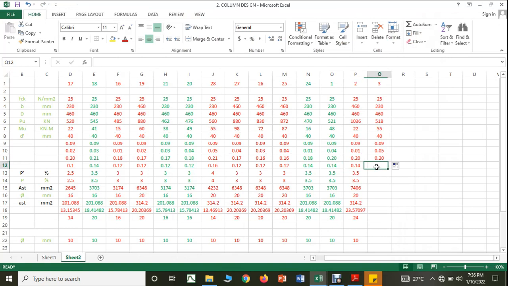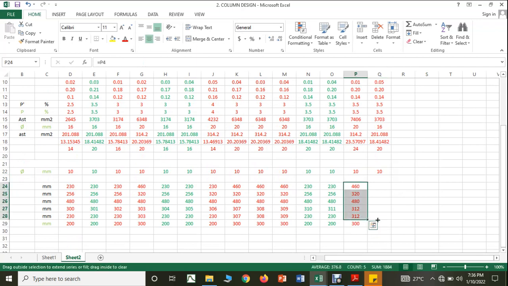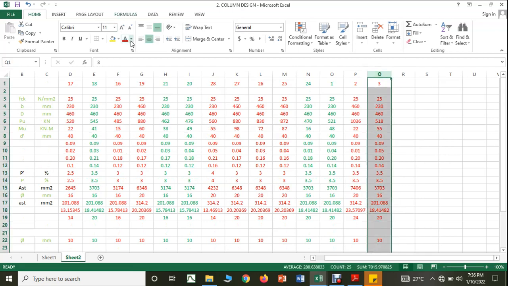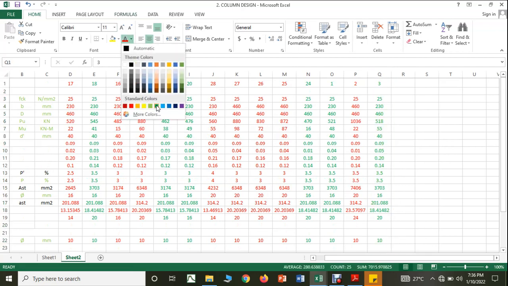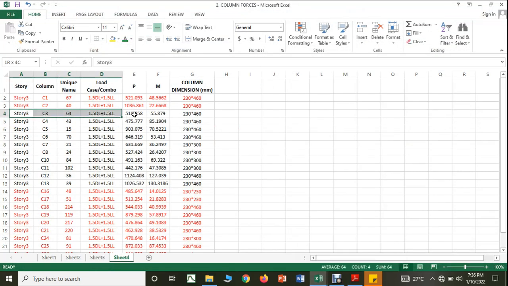So 0.14 is the percentage of steel, and I'm going to maintain 3.5. When I do that, this is the area. I'm going to maintain 16 mm dia bars, and this is the area of one bar. So 18 bars are required, and I can give 20. The stirrups will be 10 mm, and I'm going to maintain 200 mm lateral spacing. No issues, so I can make it green. So that is column number 3.